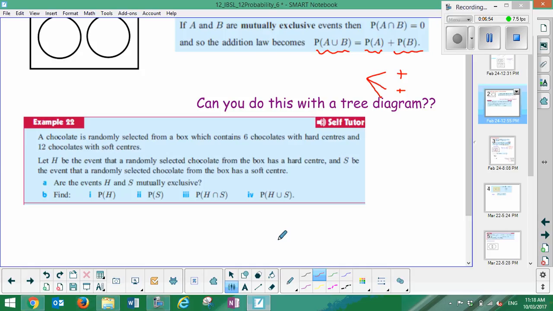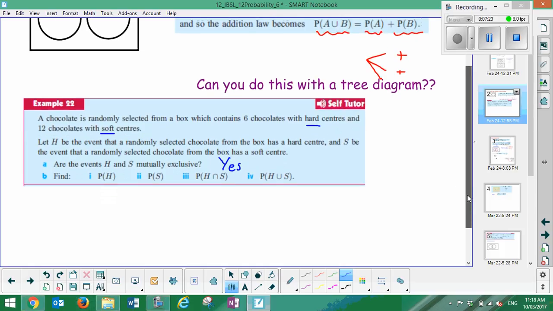All right, so let's have a look at this example here. A chocolate is randomly selected from a box and contains 6 chocolates with hard centers and 12 chocolates with soft centers. H is the event of randomly selecting a hard center, S is for soft. Are the events H and S mutually exclusive? What do you think? Hopefully you've said yes, because the center is either a hard center or a soft. You can't have it both ways.